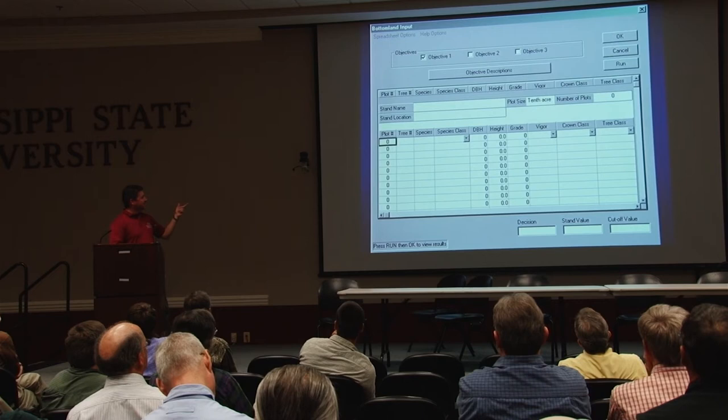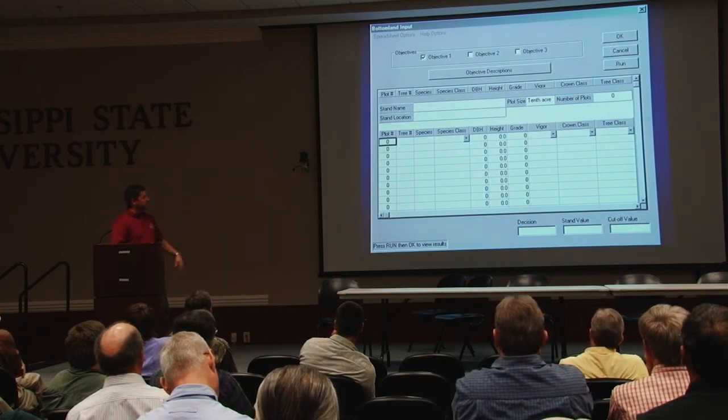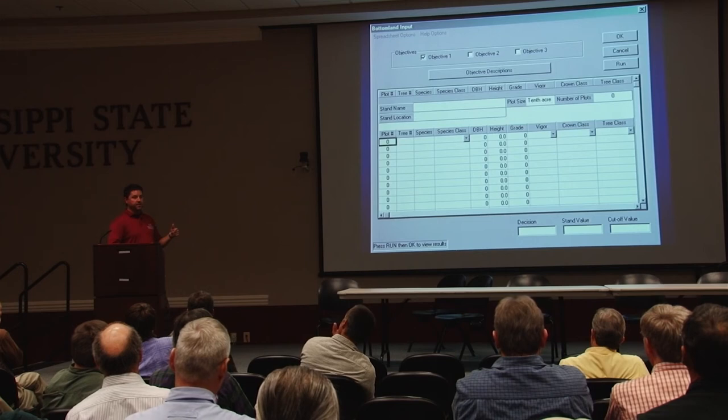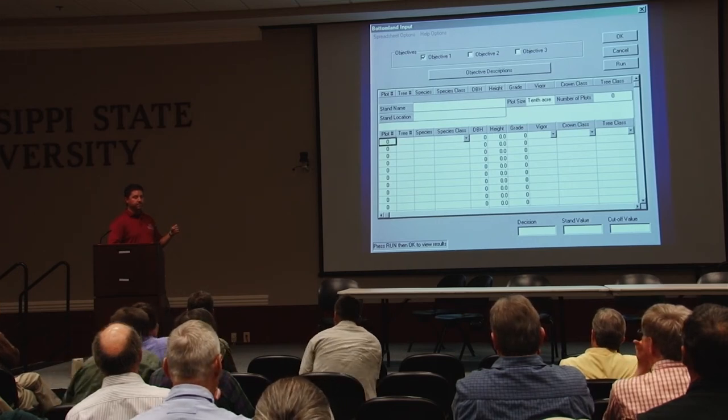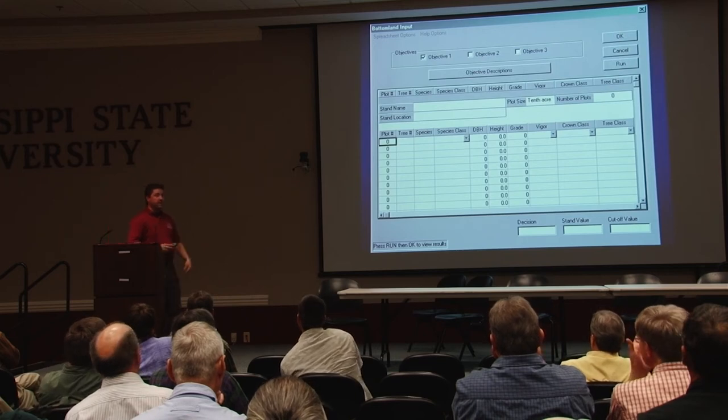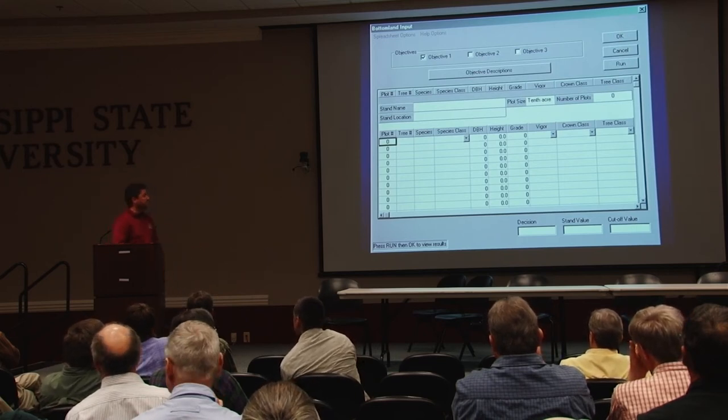But if you crank the program up and go to the input data, this is the spreadsheet that you get. Both of these programs are on the Forest Resource website at Mississippi State under the software section, I think it is. Anyway, I can get you that information, or Dr. Ezo can if you need it.